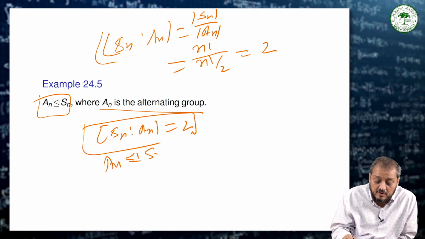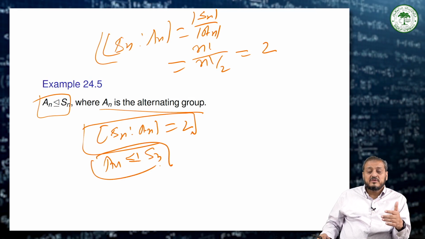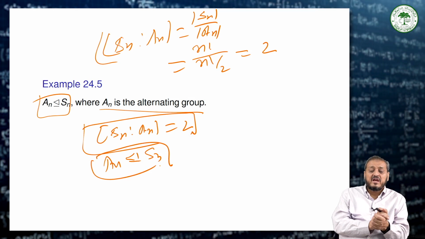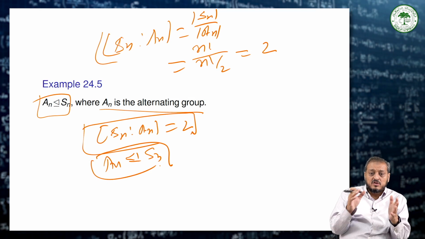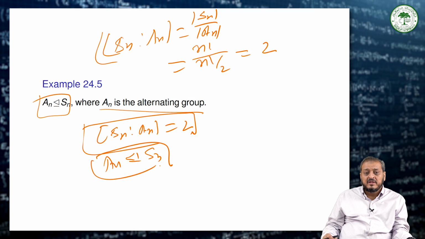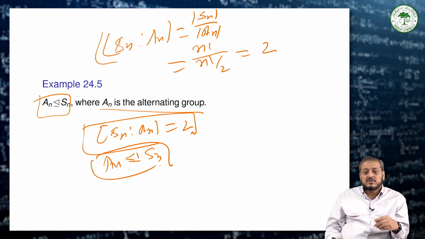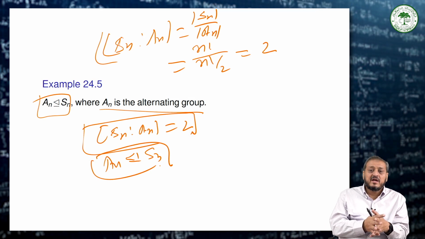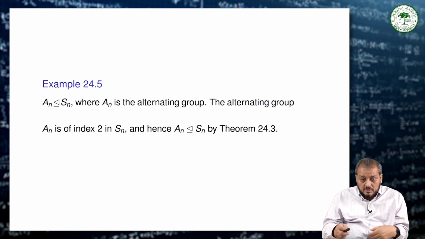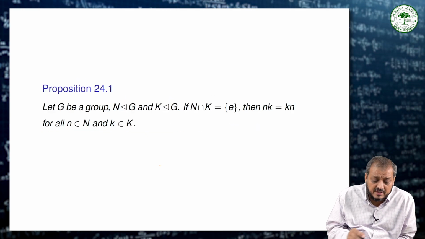So An, clearly the alternating group, is a subgroup of the group, and the index is 2, and similarly we can say that An is a normal subgroup of the group of permutations of n symbols, Sn. So by using the previous theorem we can simply say that every An is normal in Sn. Now we move to another interesting result.